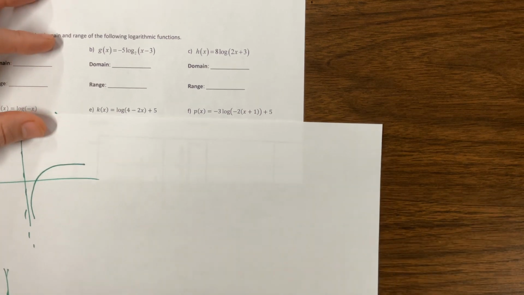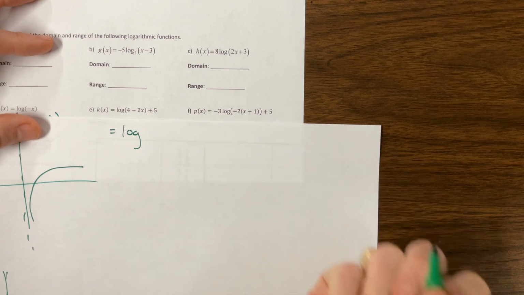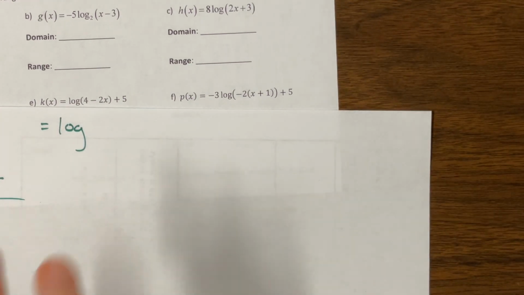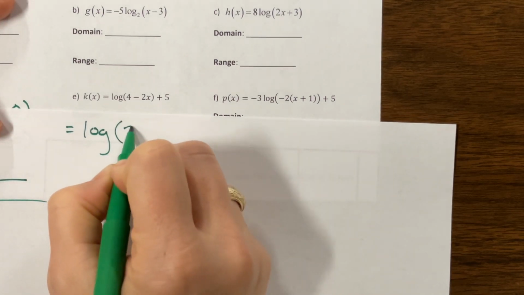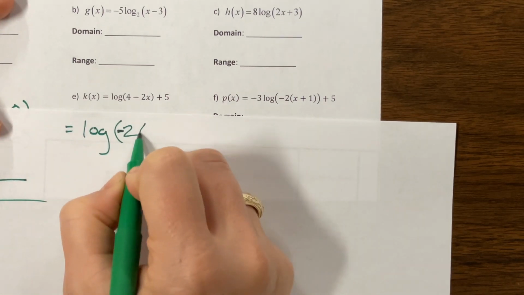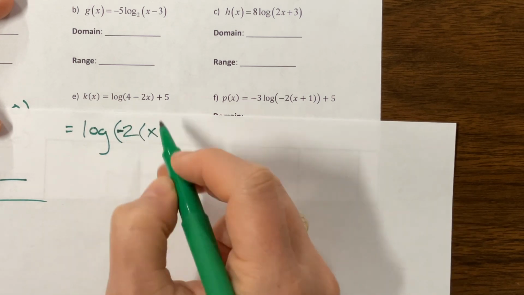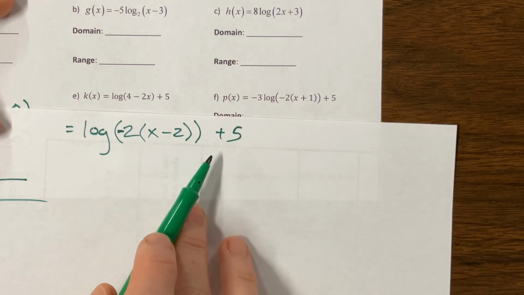Okay, let's look at this next one. On K, our favorite letter, we could rewrite this as log of, and I was too lazy to change the bases. I just wanted to type this in and I didn't really care. So I'm going to rewrite this. I'm going to factor out a -2. And when I do, the x becomes positive, this becomes a -2, and then it's +5. Now I can see the transformations.